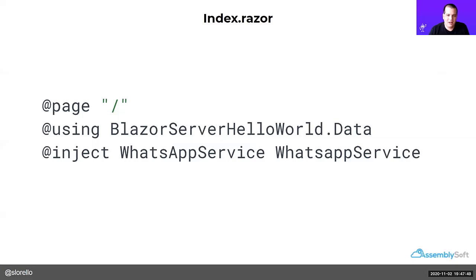So with that service created, I'm just going in and taking over the Index.razor file. The first 3 lines of that file are going to be the page directive, which is just telling it that it's its own page, and it's going to be rooted at just the base URL. The second line is pulling in the namespace that our WhatsApp service is stored at. And the third line is dependency injecting the WhatsApp service into our Blazor component.